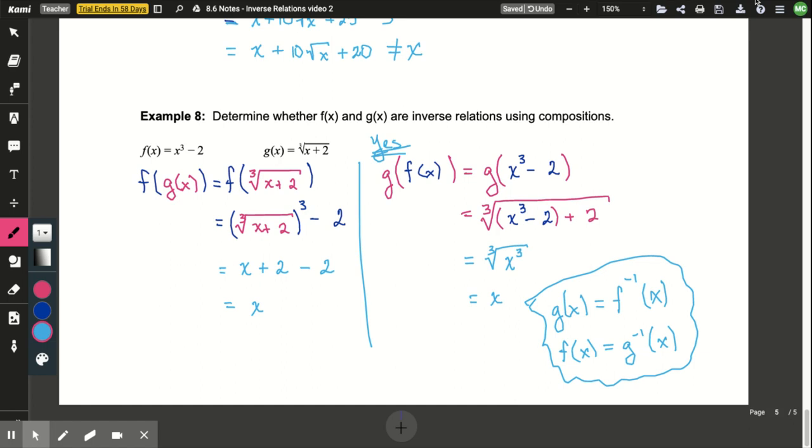Okay, now you answer the next question on the Google form. Make sure you're using composition so you can get the practice in with those.